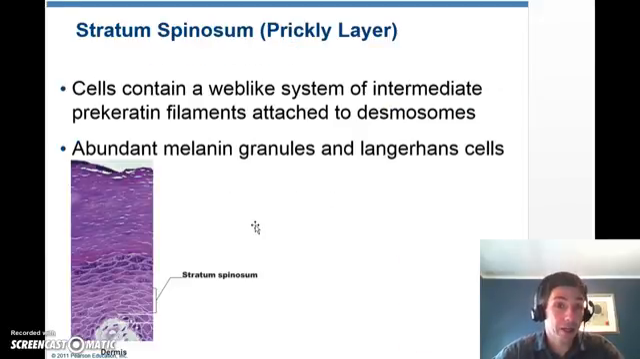The next layer up from that, so this layer right here, is the stratum spinosum. The important thing to remember about the stratum spinosum is that this is where most of the melanin actually accumulates.